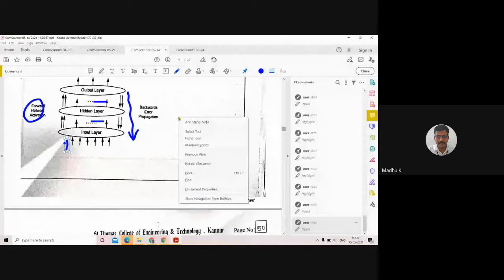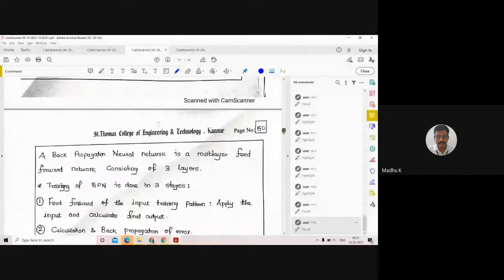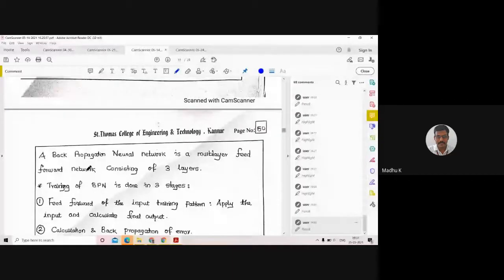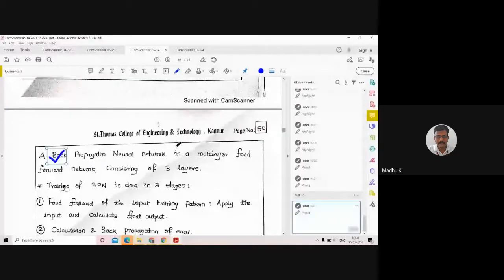Now we want to discuss the back propagation learning algorithm. As I told you, a back propagation neural network is a multi-layer feed forward network. We can discuss that in the next class. Okay, thank you.